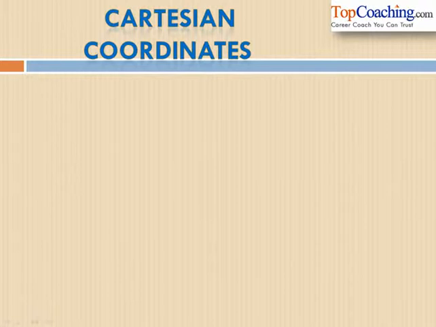Now let's take the study of coordinate geometry a step further. So what are Cartesian coordinates? How do we actually locate any point on the coordinate plane? The position of any point is denoted by its coordinates, which are known as the Cartesian coordinates.